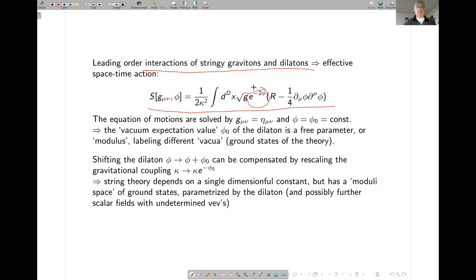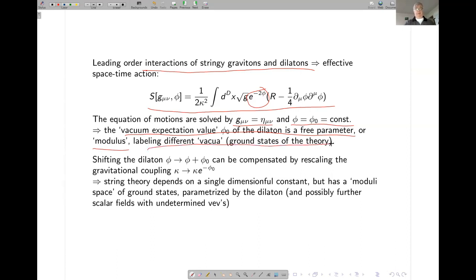Now we first note that the equations of motion can certainly be solved by taking the metric to be the flat Minkowski metric, and by taking the dilaton to be constant, but there's no condition which tells us which constant value for the dilaton we have to choose, because there's no potential for it. In other words, the vacuum expectation value of the dilaton is a free parameter, and then one says that this dilaton is a so-called modulus, which labels different vacuum or ground states of the theory.